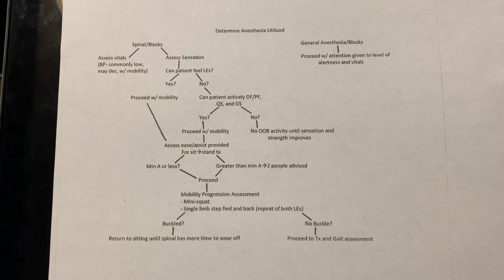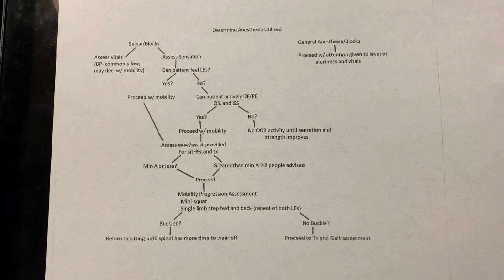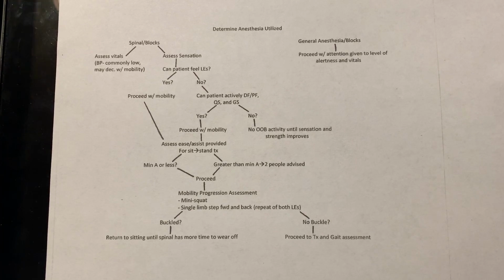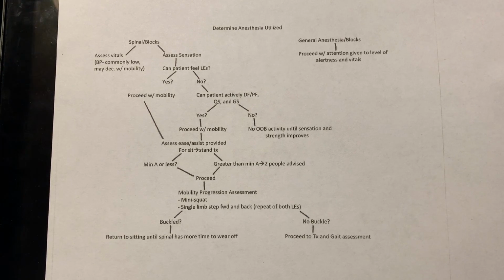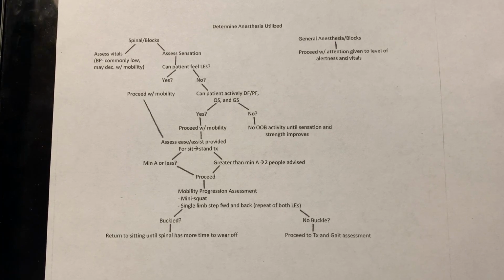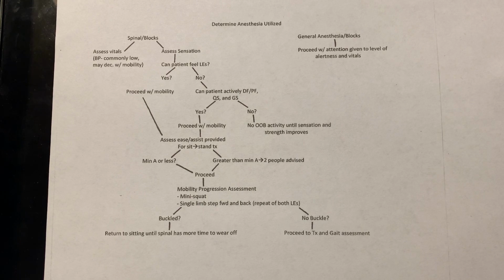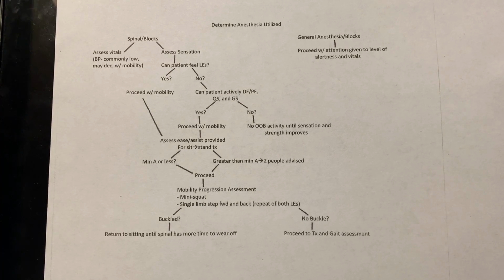For local or spinal anesthesia, you're going to want to check their blood pressure and all their vitals, and make sure that they're normal. If not, you're going to want to wait because the spinal might not be worn off yet. If it is, you can go ahead and proceed to assessing their sensation. If the patient has normal sensation in their lower extremities, then you can proceed to the mobility aspect.